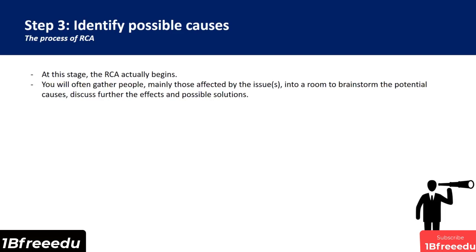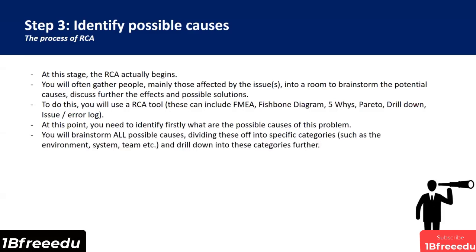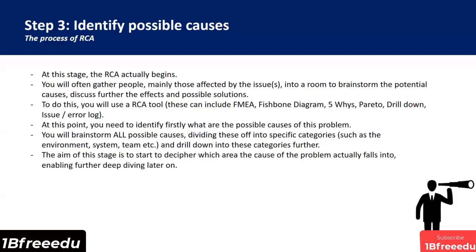At this stage, you need to think about the possible causes. So to do this, you will need to use an RCA tool, and these can include FMEA, fishbone diagram, 5 whys, Pareto, drill down on issue and error log, all of which we'll cover later in this course. At this point, you need to identify firstly, what are the possible causes of this problem? You will brainstorm all possible causes, dividing these off into specific categories such as the environment, the system, the team, and then drill down further into these categories. The aim of this stage is to start to decipher which area the cause of the problem actually falls into, enabling further deep diving later on.